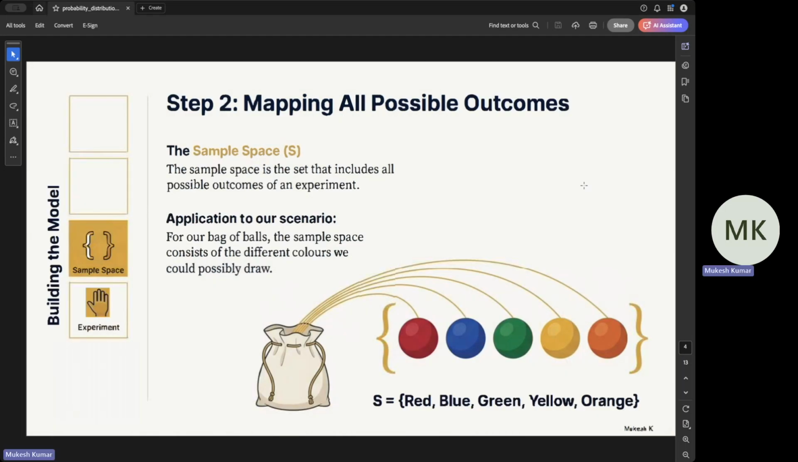In step 2, we define our sample space. The sample space is a set which includes all the possible outcomes of the experiment. Remember, our experiment in this case is an action of drawing a single ball from a bag containing 10 balls. So in this scenario, our sample space can be a red ball, blue ball, green ball, yellow ball, or an orange ball being drawn out. One point to note here is that we are drawing the ball with replacement.